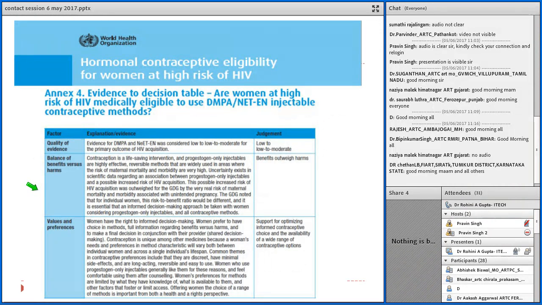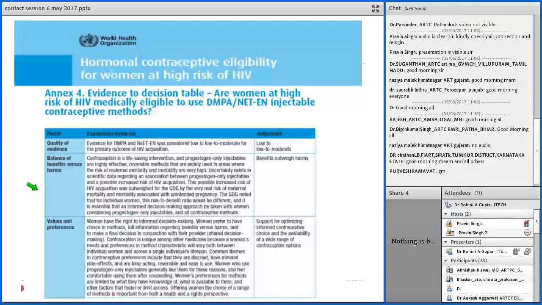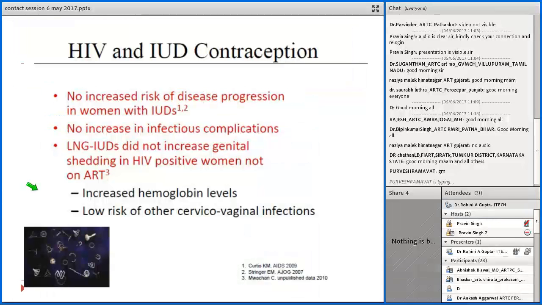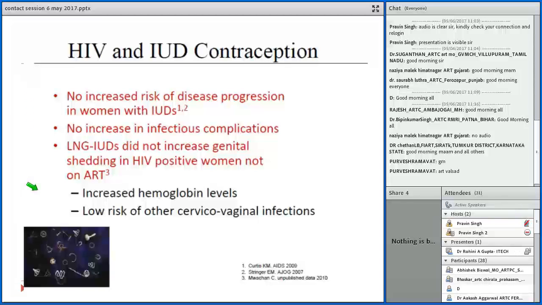WHO also says the same, that there is low to moderate evidence of primary HIV acquisition even in non-infected patients. That is, there may be a higher risk of them getting HIV, but because there is no conclusive evidence, women have the right to informed decision making. Women prefer to have choice in method. Full information should be given to them about the risks, though not conclusive, and if they are still willing, they can start taking this good injectable contraceptive.